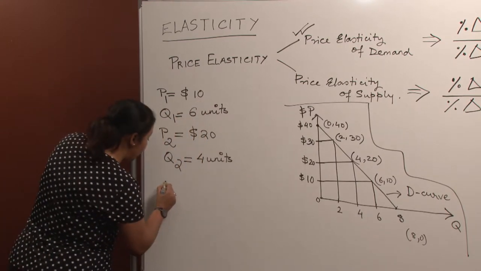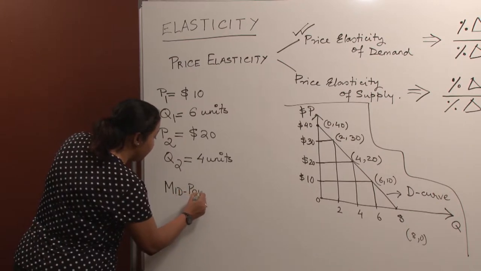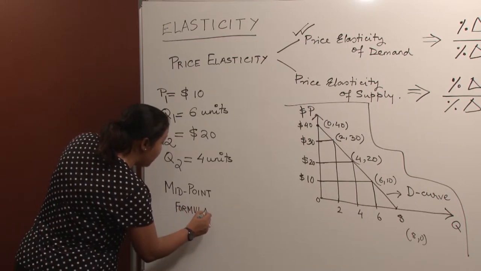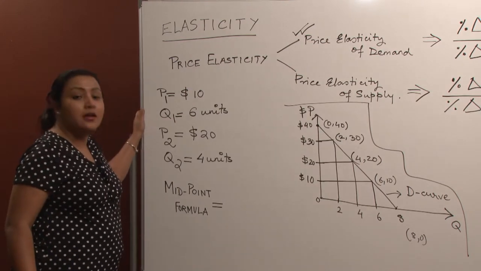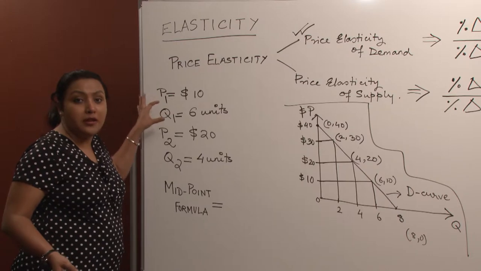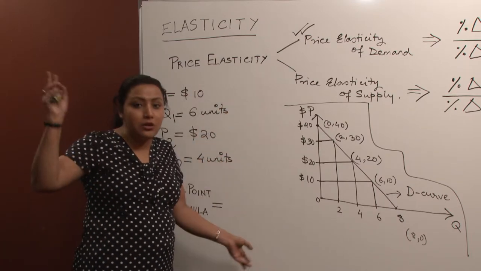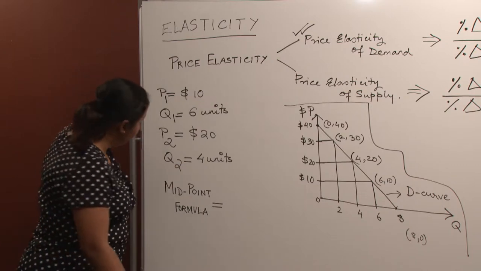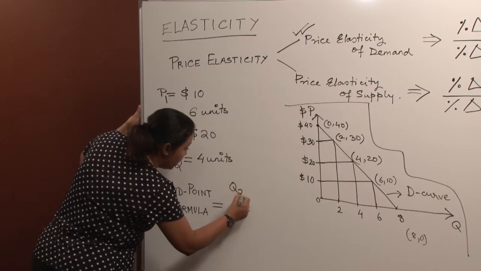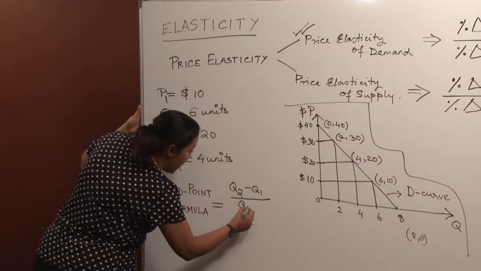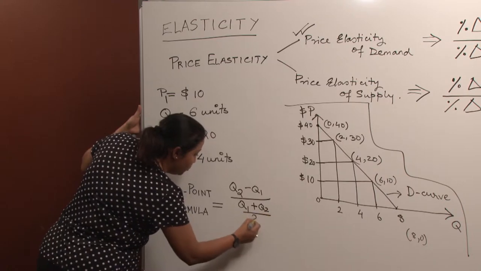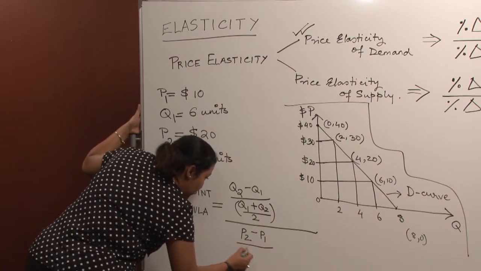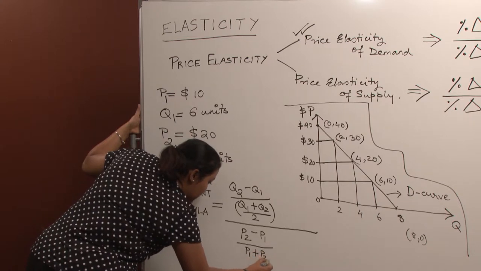And to do that, I use a formula which is called the midpoint formula. The midpoint formula is basically a formula for finding the elasticity of demand between any two price points and the corresponding quantity points. You cannot just use any two arbitrary prices or quantities. It has to be two price points and the corresponding quantity demanded points, right? So, in the midpoint formula, the general formula is (Q2 minus Q1) divided by ((Q1 plus Q2) by 2), that whole thing divided by (P2 minus P1) divided by ((P1 plus P2) by 2).